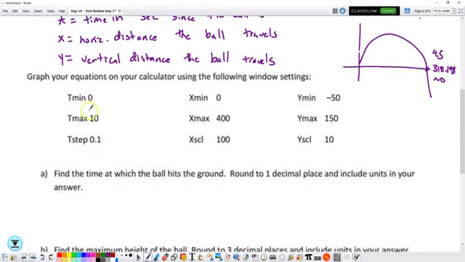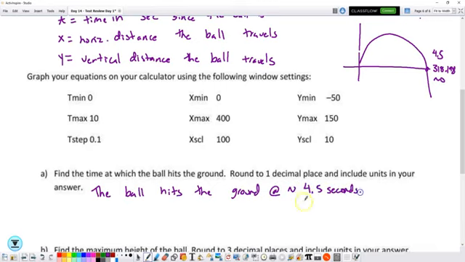So, when does the ball hit the ground? At about 4.5 seconds. And just as a reminder, we know this because the vertical height is about 0 at 4.5 seconds.